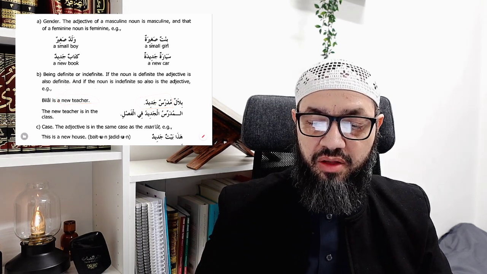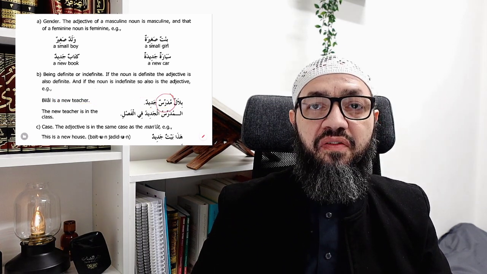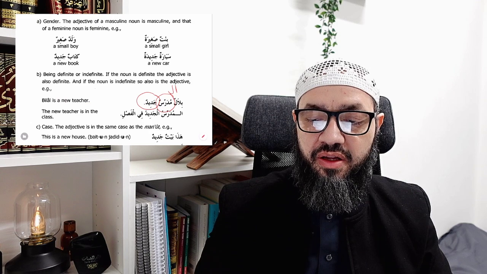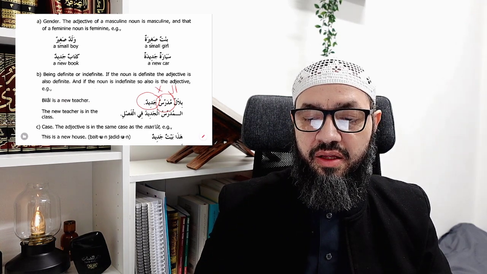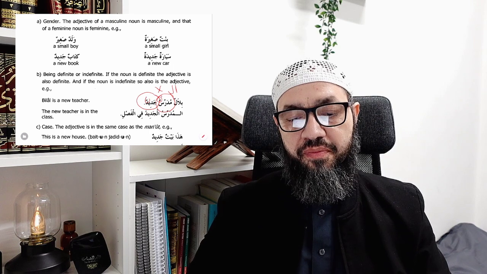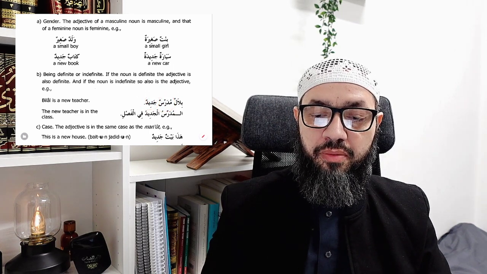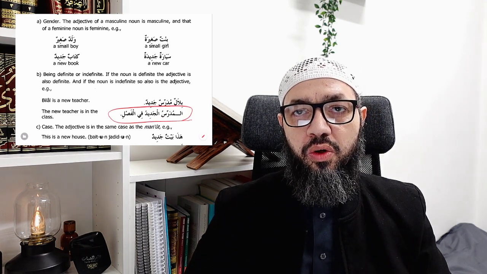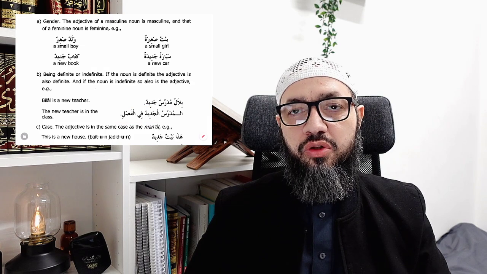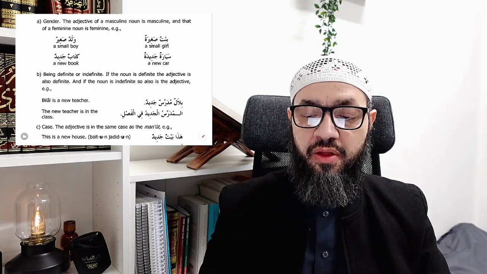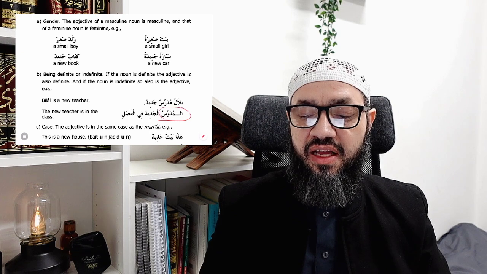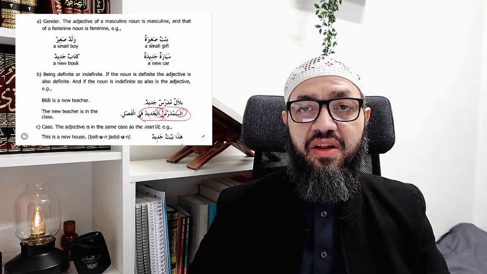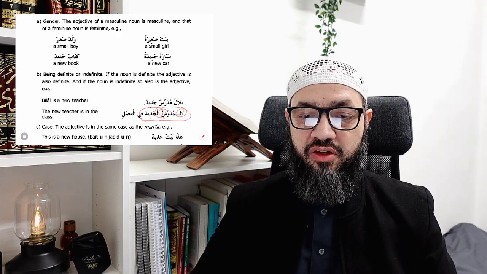So it agrees, i.e., the noun is indefinite, meaning it doesn't have alif and lam at the beginning of it. So the adjective has to also be indefinite. There's no alif and lam at the beginning of that. It has tanween. So it has to agree. Here's another example, but this time both words are definite. Al-mudarrisu al-jadidu fil fasli. Right? Because the teacher is definite, it has alif and lam, so you know it's definite. The word jadid has to also have alif and lam at the beginning of it and be definite because it has to agree in definiteness.